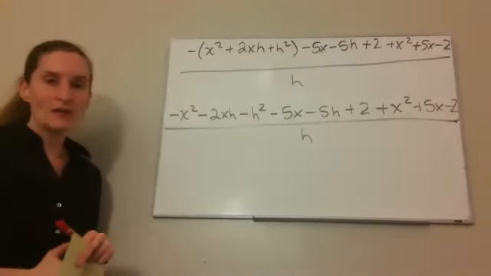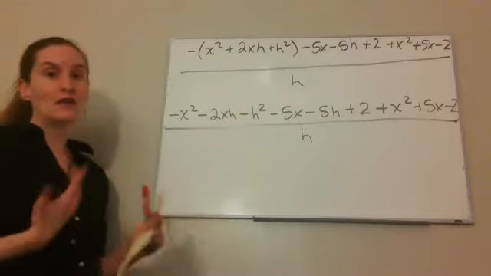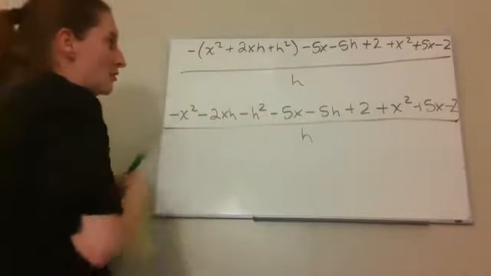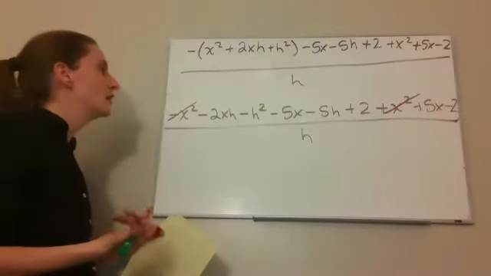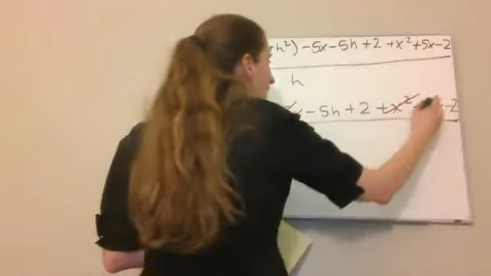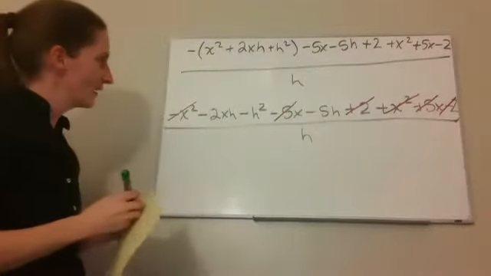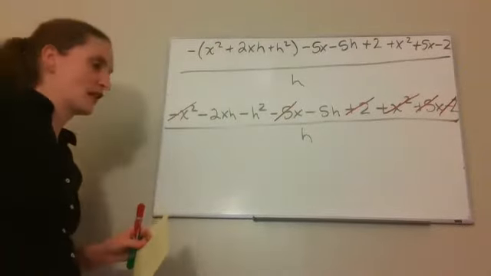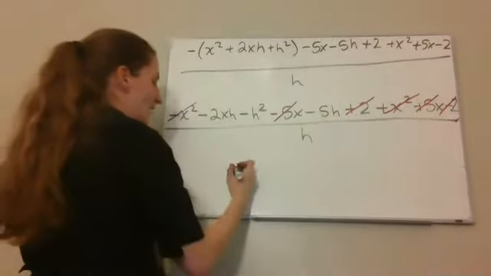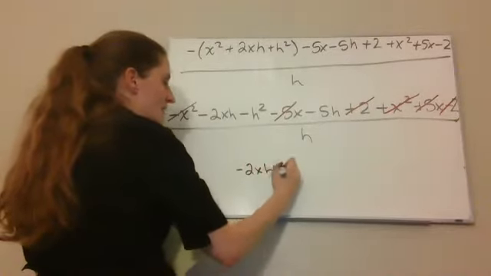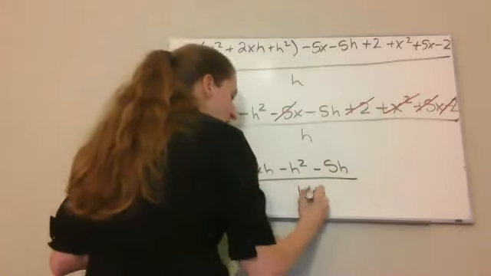But remember, I said after you've distributed everything on the top and you start trying to combine like terms, we should have a lot of stuff disappear at this stage. And we do. I have a negative x squared and a positive x squared. Those will add to 0. I have a negative 5x and a positive 5x. I have a positive 2 and a negative 2. And nothing else combines together on the top, so let's just rewrite where we're at right now. Right now I have a negative 2xh, a minus h squared, and a minus 5h, all over h.